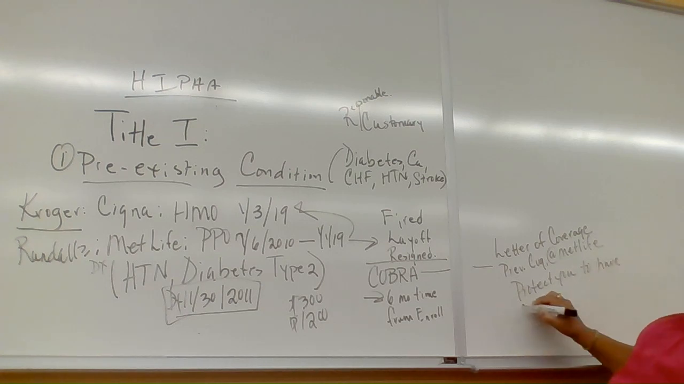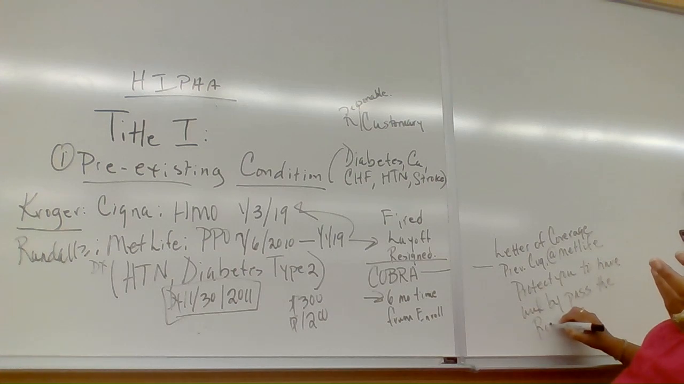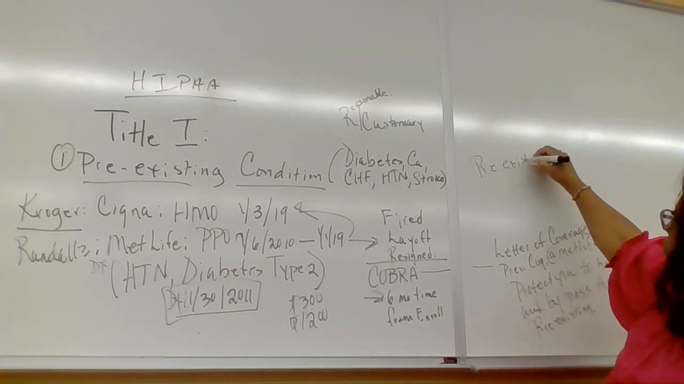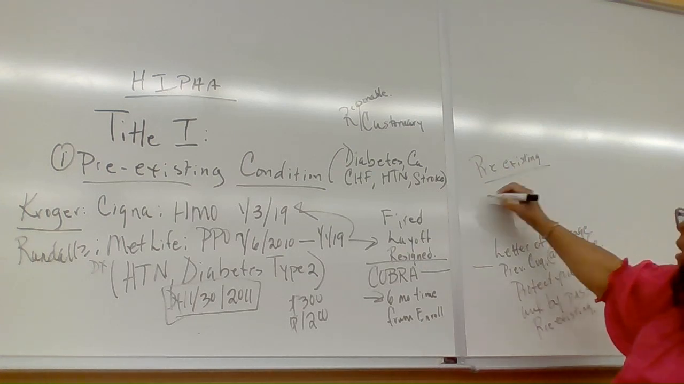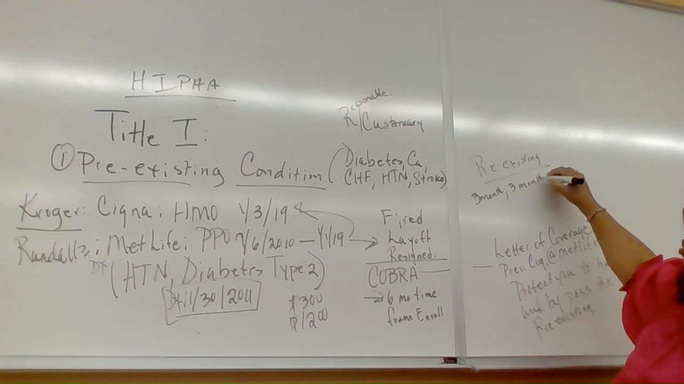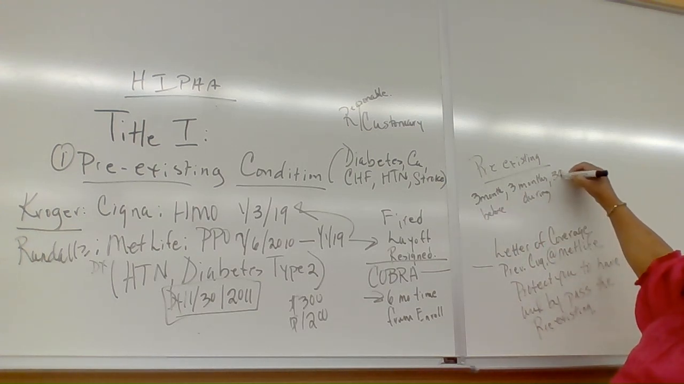to bypass the pre-existing rules. Now, back in the day when I processed claims, with pre-existing conditions, we used to have to count it. If we didn't have letters of coverage to fight that, the person had to be 3 months before, 3 months during, or 3 months after.